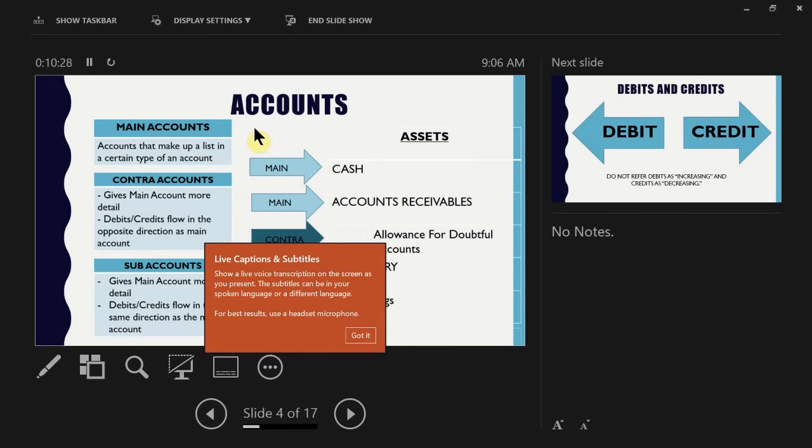Okay, so remember, one page back, how we structure and organize our information is we have what's called main accounts, sub accounts, contra accounts, and so on, right? Now a main account, yes?